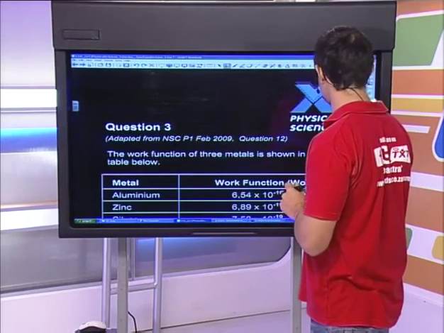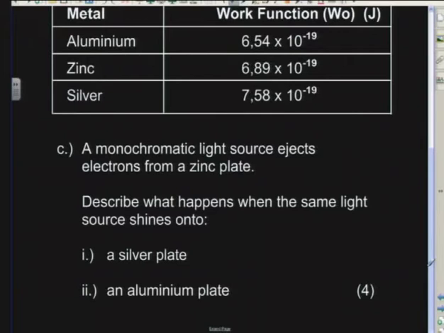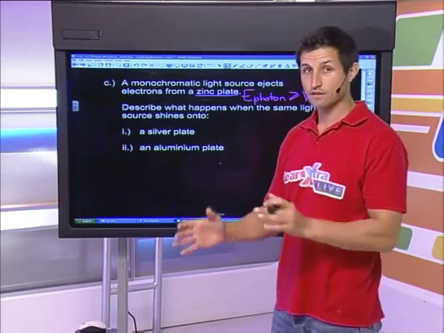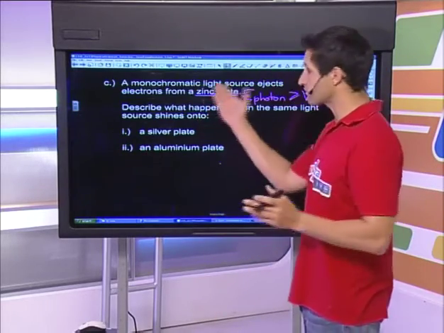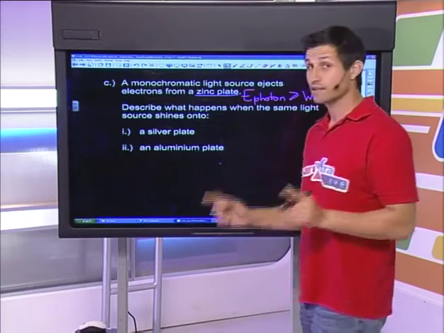Okay, now we're back to our question with zinc, aluminium, and silver. Now this is really cool. I really like this question. It says a monochromatic light source ejects electrons from the zinc plate. So we know for sure that the energy of the photon, now this is the groundbreaking part of this, the energy of the photon, it's got to be greater than or equal to the work function of zinc. I know that each photon has enough energy to kick an electron off the surface of zinc. That's what this really means. This is telling me that the photons have enough energy. They meet the requirements. Now, here's where it gets tricky.